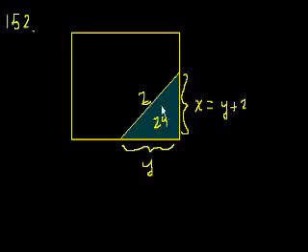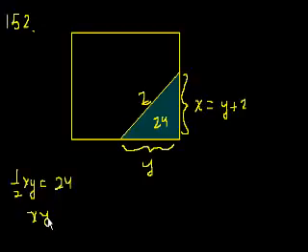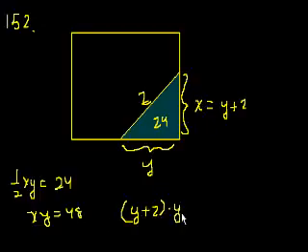So if this area is 24, that tells us that x times y times 1/2 is 24, right? That's the area of that. So 1/2 xy is equal to 24. Or you could even say that xy is equal to 48. And we know what x is. We can just substitute for x. So we get y plus 2, that's x, times y is equal to 48.